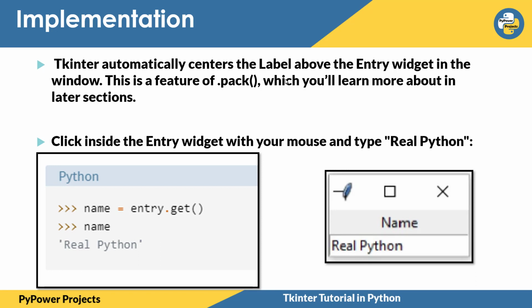So let's see how the entry widget works. With entry.get, for example, I have written something like real Python, or Tirth, or anything. Whenever I write something, I need to fetch that name. So I fetch it with the dot get function and print the name.